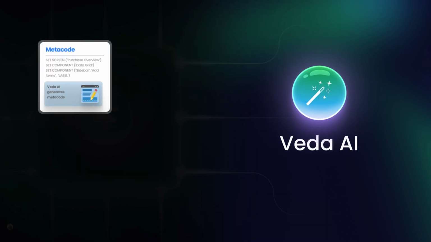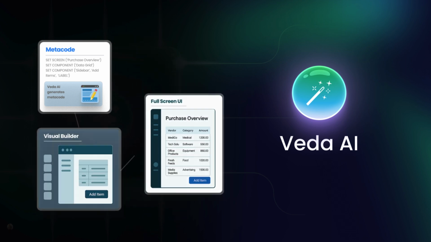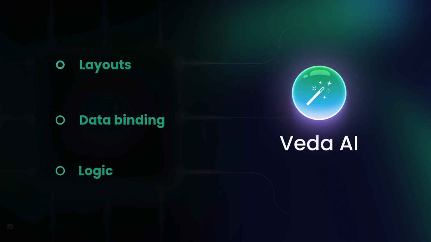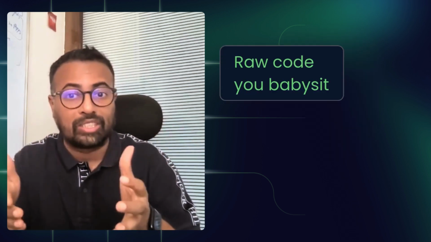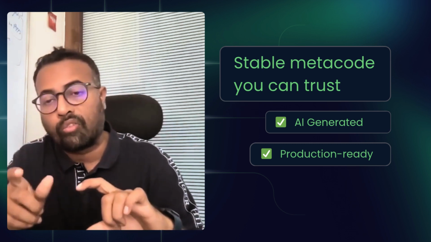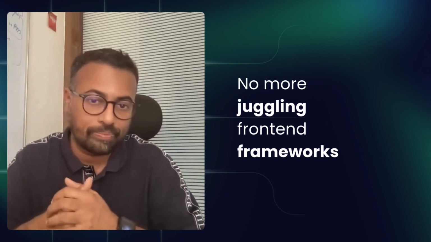It generates metacode, concise, high-level instructions that our visual builder instantly turns into full screens powered by DronaHQ's library of production-ready components. You work in a clean, component-based canvas while the heavy lifting of layouts, data binding, and logic all happens behind the scenes. That shift from raw code you must babysit to managed metacode you can trust is a big difference. It gives you the speed of instant AI generation and the long-term stability of low-code components. So you're no longer wrestling with brittle code bases or juggling multiple front-end frameworks for your admin tools.